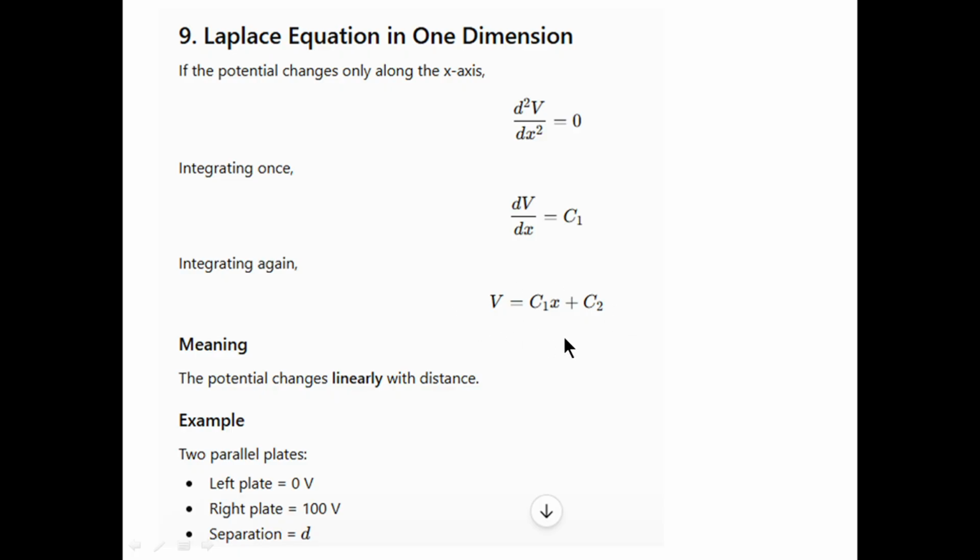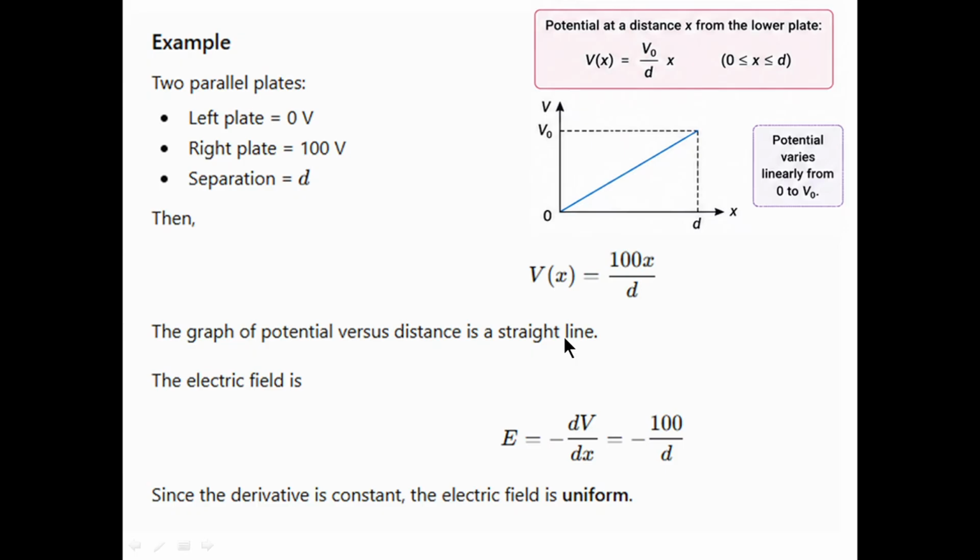Now if we take an example where we have two plates, one at a lower potential that is 0 volt, the other is at 100 volt, that is a higher potential. The separation between the two plates is d. Now we already studied in the previous lecture that the potential at a distance x from the lower plate is Vx equal to V naught x/d, where x lies between 0 and d.